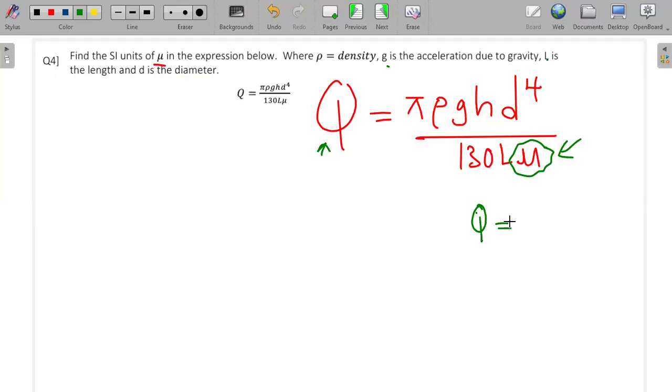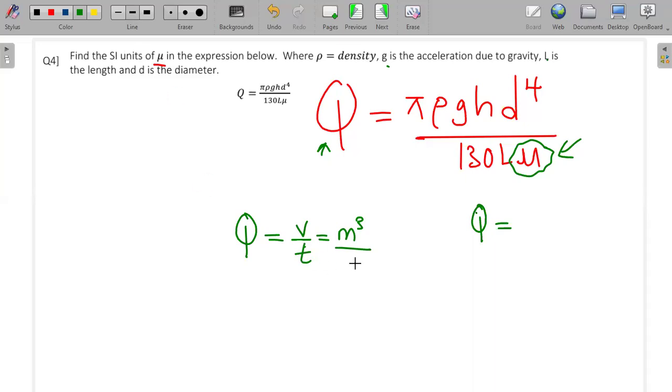So the volume flow rate simply means at what rate the volume is flowing. So simply meaning that Q is V over t. So the volume is meters to the power 3, and then time, I should have written t here.